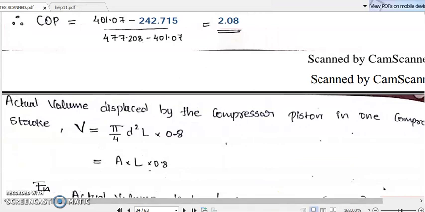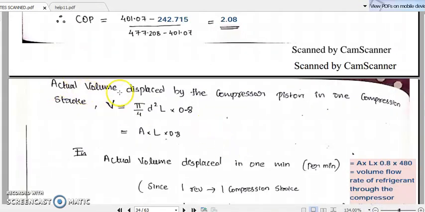The actual volume displaced by the compressor piston in one compression stroke, what will that be? We can represent it as V, that will be pi by 4 d square L into 0.8. Why are we multiplying it by 0.8? Because in the question it is given that the compressor cylinder has 80% volumetric efficiency, so only 80% is the actual volume displaced by the compressor piston. Pi by 4 d square L is the theoretical volume displaced by the compressor piston. So we need to multiply by the volumetric efficiency here.